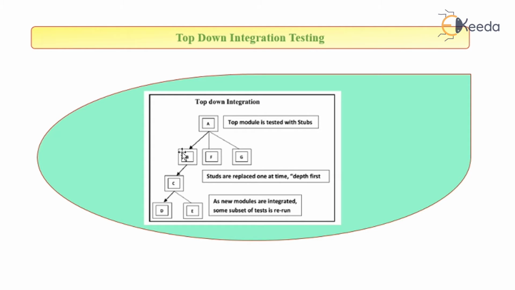Now, B may also be made up of several components like D and E. So after B, C is tested, and stubs are replaced one at a time in a depth first manner. Then D, the smallest component, and E, which are already tested, are executed. This way, the top-down integration approach works.